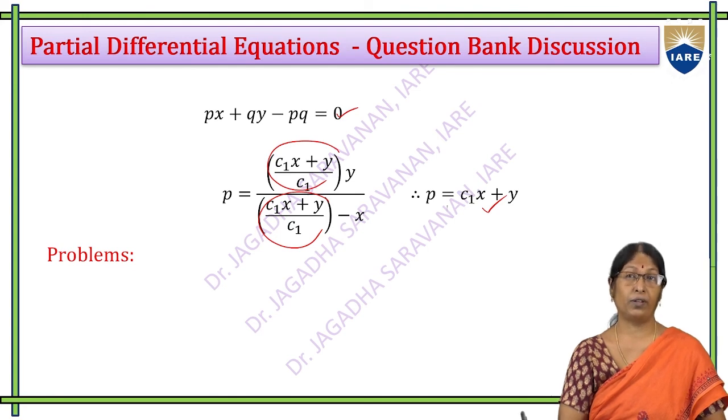Partial differentiation we are using. We found the term values, we substituted. Our aim is to find the value of p and q.